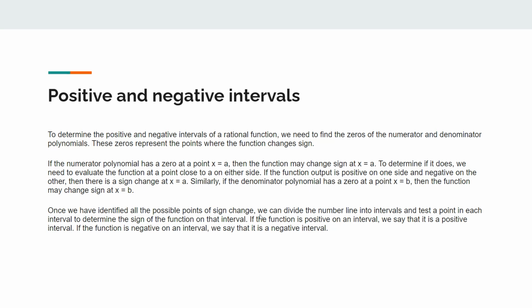Once we identify all the possible points of change, we can divide the number line into intervals and test a point in each to determine the sign of the function on that interval. If the function is positive on that interval, we say it is a positive interval. If the function is negative on an interval, we say it's a negative interval. So we can see the change by determining whether it's a negative or positive interval.